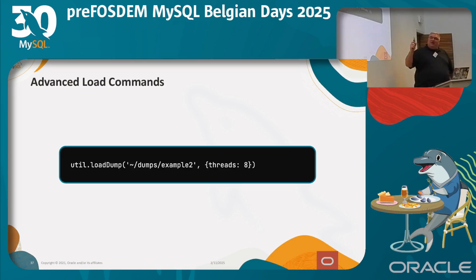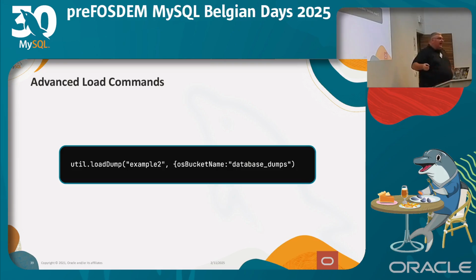And then on the source instance, we do util.load_dump, and regardless of whether or not you did dump instance, dump tables, or dump schemas, the command to load them is load dump. And here we do dumps for example 2, and we specify we want 8 threads. So that's going to use 8 threads to restore or to load the data that's in that particular folder. Here we have a load dump where if you want to skip the bin log, the option is skip bin log equals true.